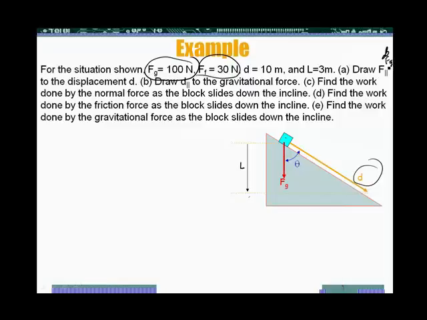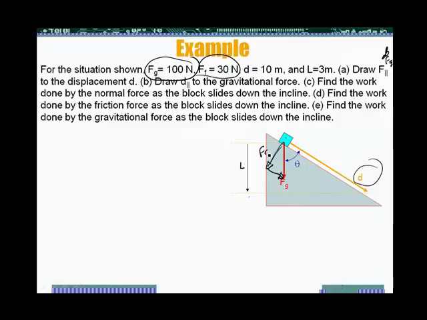Consider this. Why is the block going to slide? It is going to slide because part of the gravitational force is pulling it down the incline. So how is the gravitational force acting? It's acting two ways on the block. It's acting perpendicular to the incline, and it is acting parallel to the incline. Now, perpendicular to the incline, it is just pushing it into the incline.